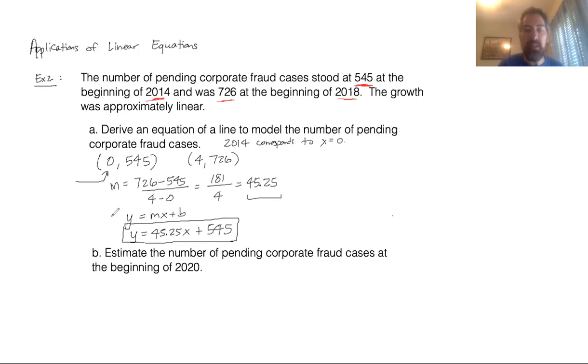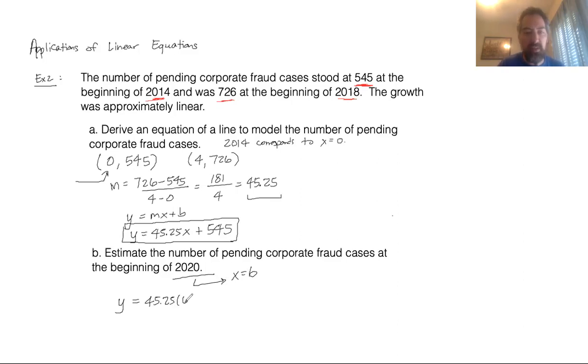Estimate the number of pending corporate fraud cases at the beginning of 2020. So to do this, we need to know what the corresponding X value is. You can't plug 2020 into the X because we changed the scale there, right? We had said that 2014 corresponds to x equals 0. So 2020, 6 years later, would correspond to x equals 6. So we'll plug 6 into our linear model.